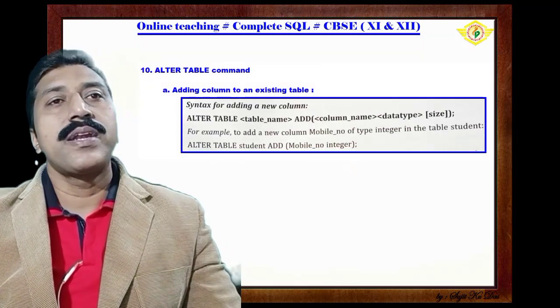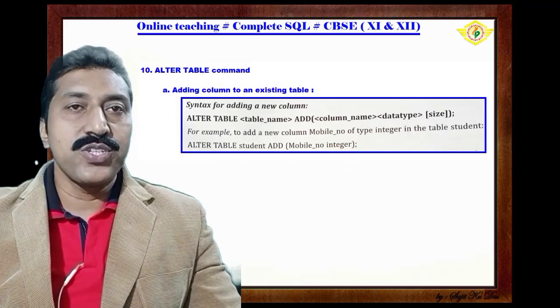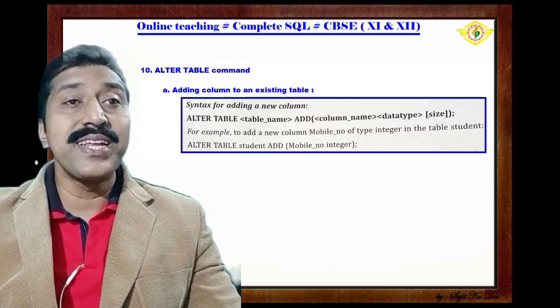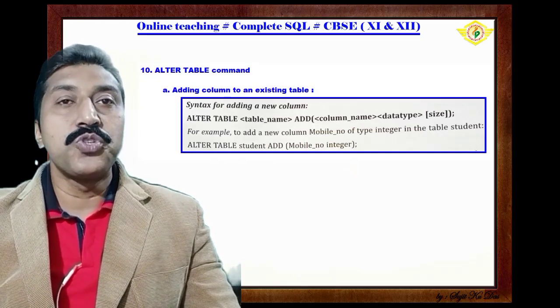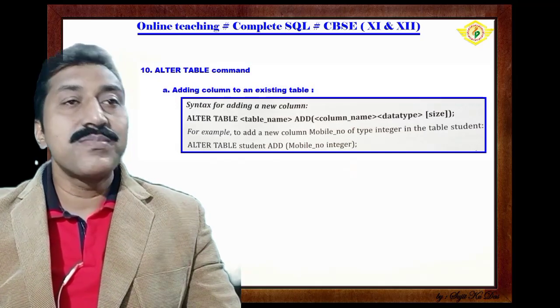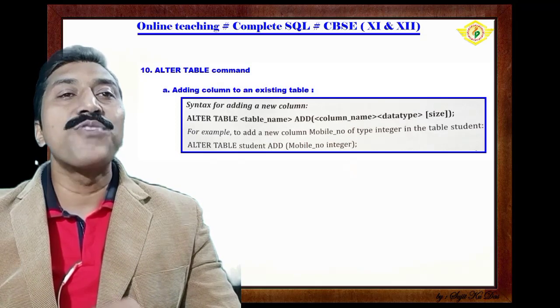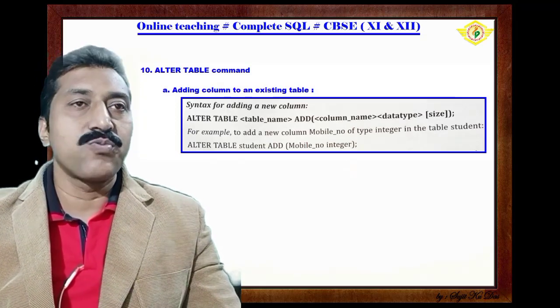The ALTER TABLE command is used to modify the definition, meaning the structure, of a table by modifying the definitions of its columns. The ALTER TABLE command is used for these operations: add columns, rename columns, change the data types, and remove or physically delete the columns. For these four purposes we are using it. Let us discuss one by one.